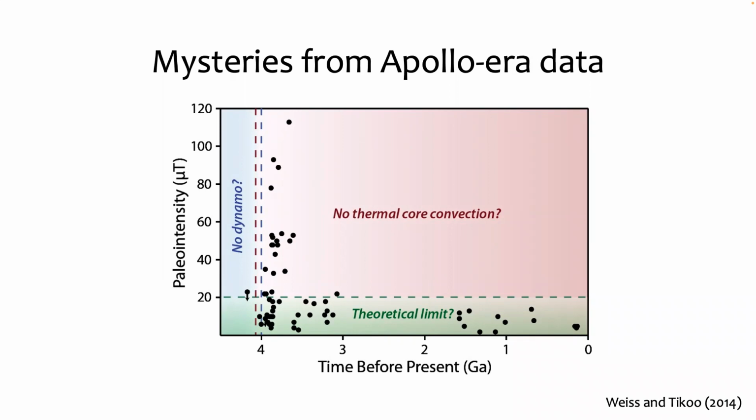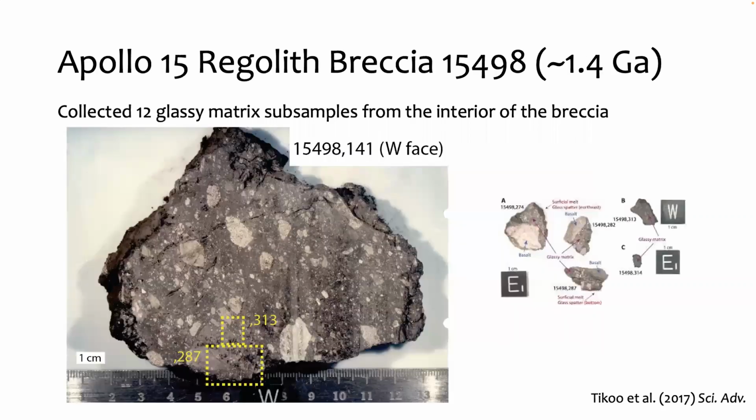So what we've been doing in the last few years is we've actually been going back and remeasuring Apollo samples and trying to figure out, using modern methods, what was the real paleointensity history of the moon? And also, are these magnetic records even from the moon? So I'm going to walk you through one of my relatively recent studies, as well as another super recent study during the rest of this talk.